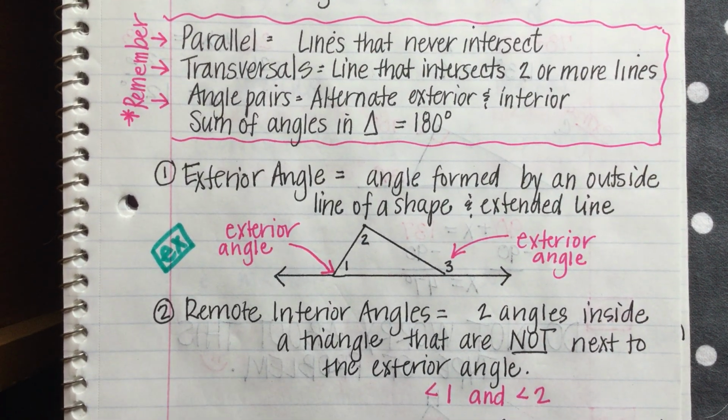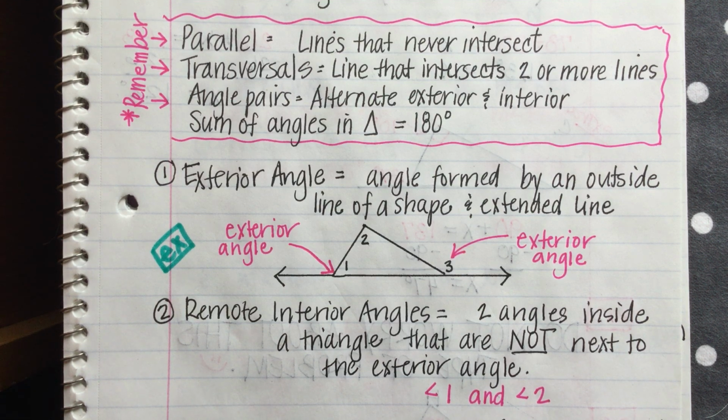Another term to know is remote interior. Think about your remote control that you use for your TV. It's not like you have to touch your TV with the remote, right? It doesn't touch. You're sitting across the room, you've got this thing in your hand, and you're able to affect what's on the television. Same thing with these interior angles.